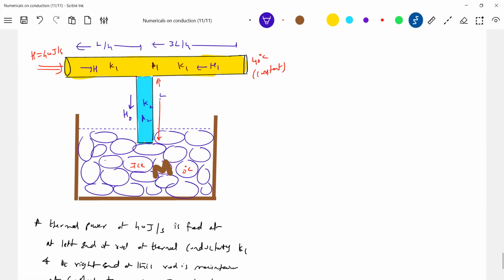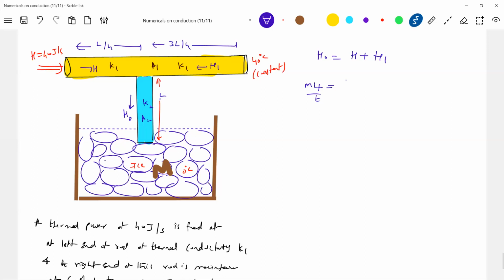So what is H naught? It is the heat received by the ice, the thermal power received by this. Because this is at 0 degrees Celsius and this at 40, if this rod were not there and I don't supply heat, it will flow like this. I'll take superposition: when heat is supplied and the end is at high temperature, the thermal power will flow like this. So H naught should be equal to H plus H1. H naught is the thermal power needed to melt ice.